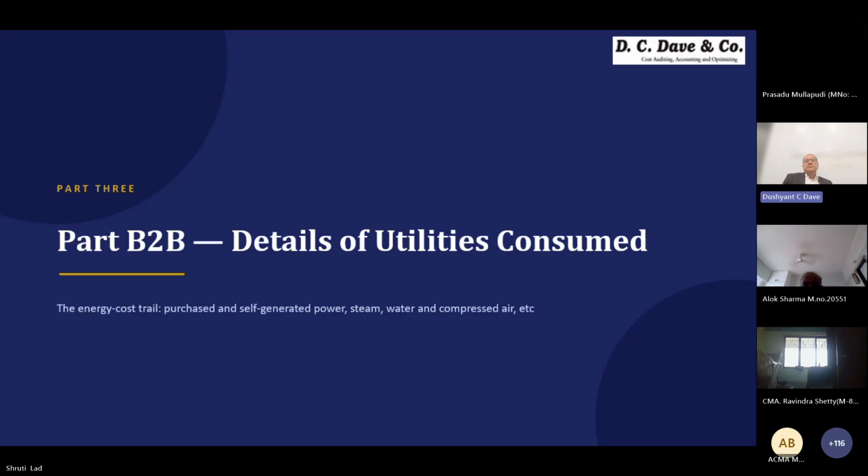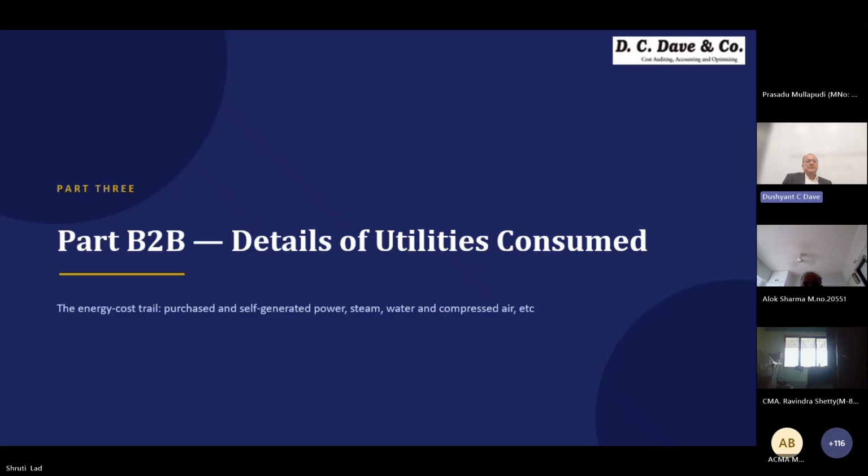So on the screen, as you can see, there's the details of utility consumed: the energy cost, trail purchased and self-generated power, steam, water, and compressed air. So this is also very, very important. Gentlemen, we are all dealing with it in every cost audit report. They form the second largest component of manufacturing cost after raw material. And the examples are easy, but as you see, the calculations are a little complex.